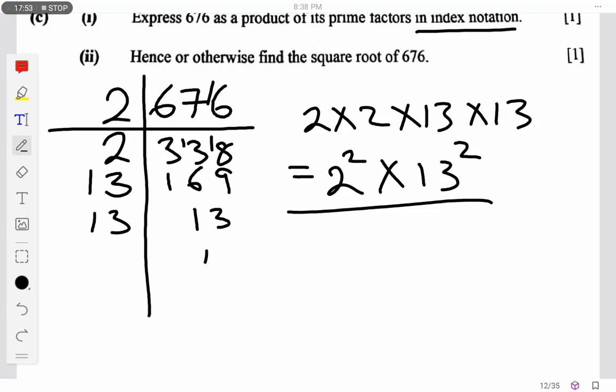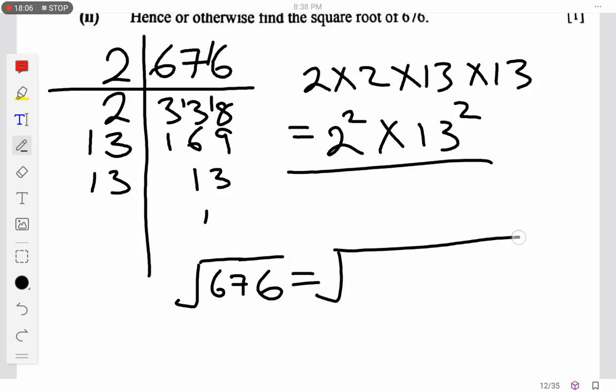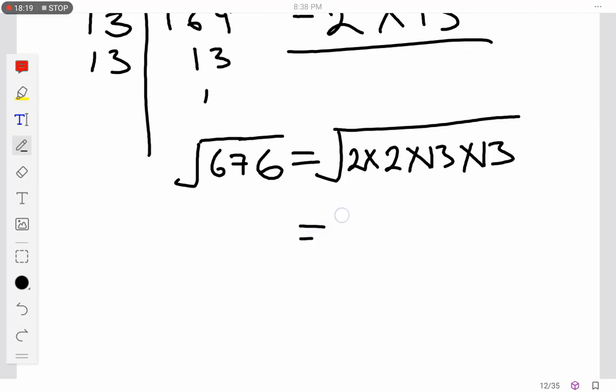Then the last part, they are saying hence or otherwise find the square root of 676. So square root of 676 is the same as square root of 2 times 2 times 13 times 13, like that, okay? Of which these are powers here, guys. We say these are like 2 to the power of 2 times 13 to the power of 2.